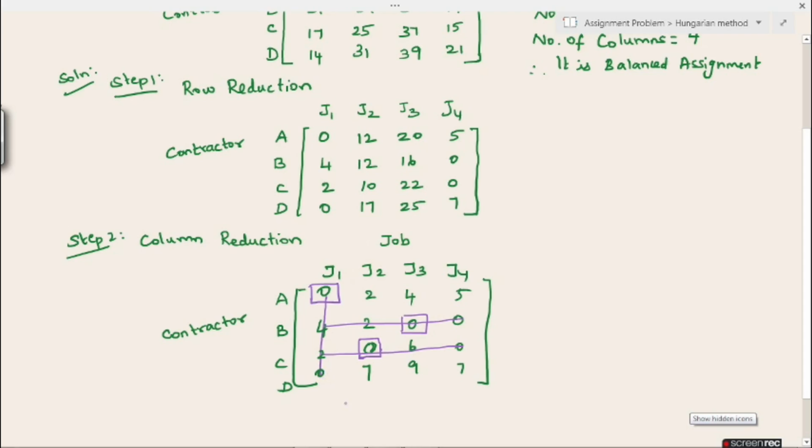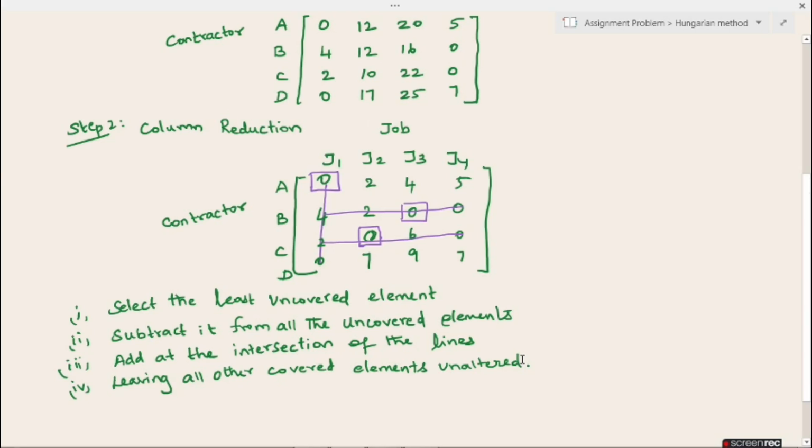So for that we have to do another step. We have a few conditions. The first one is select the least uncovered element. The second one is subtract it from all the uncovered elements, and the third one is add it at the intersection of the lines, and the last one is leaving all other covered elements unaltered.